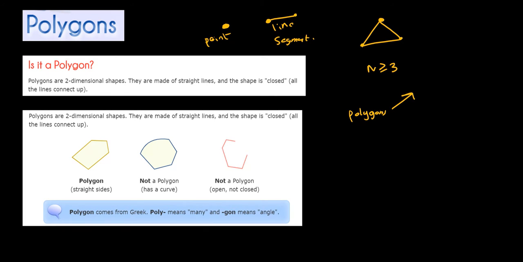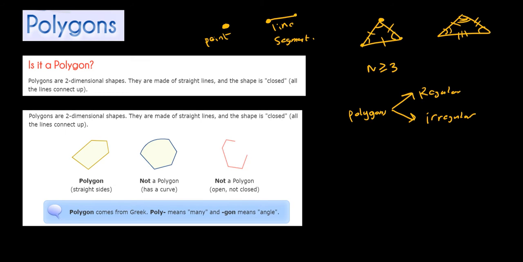can be regular or irregular. So this could be a regular polygon where all sides and angles are the same, or irregular, where all sides and angles are not the same. So that is a scalene triangle.